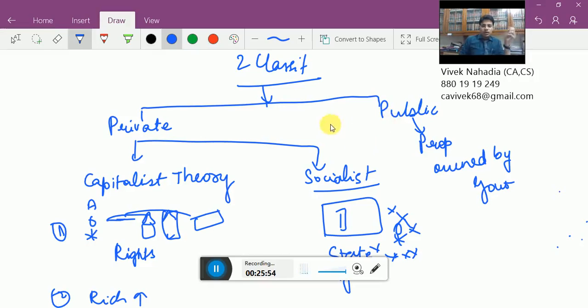That's it. So let me do a quick recap of the entire thing that we have discussed now, and the other parts of the same subject, that is the law of property, that is the Transfer of Property Act 1982. I will be discussing this in the videos which I'll be uploading soon.